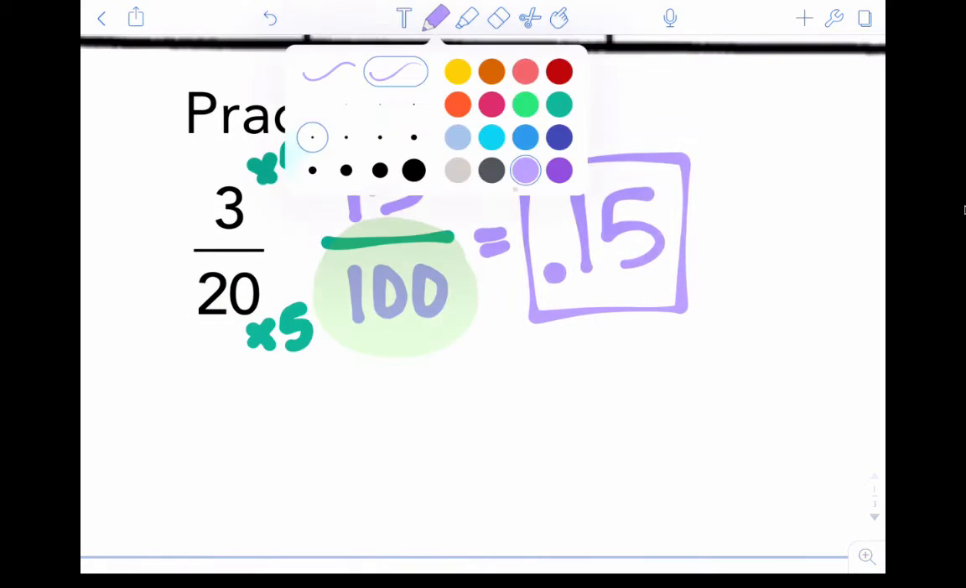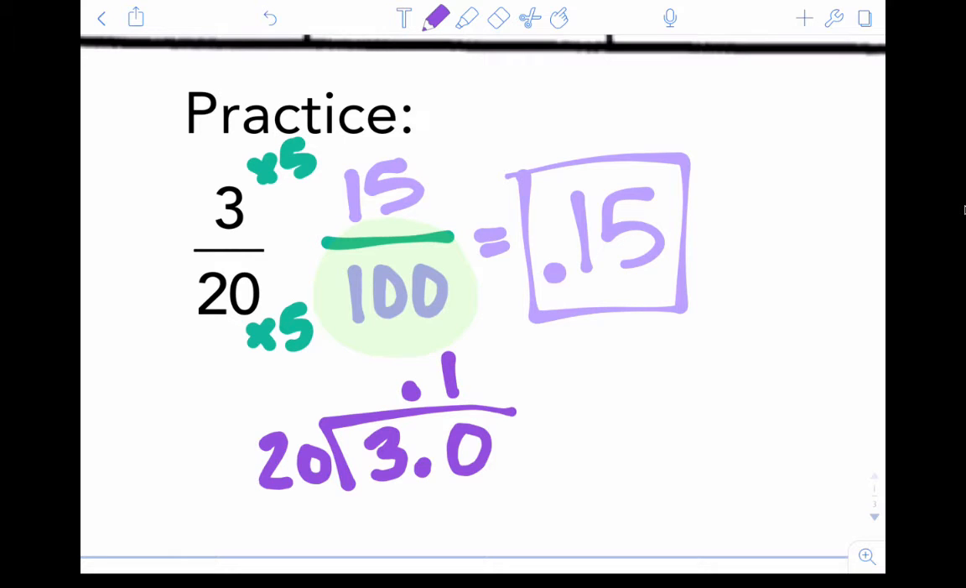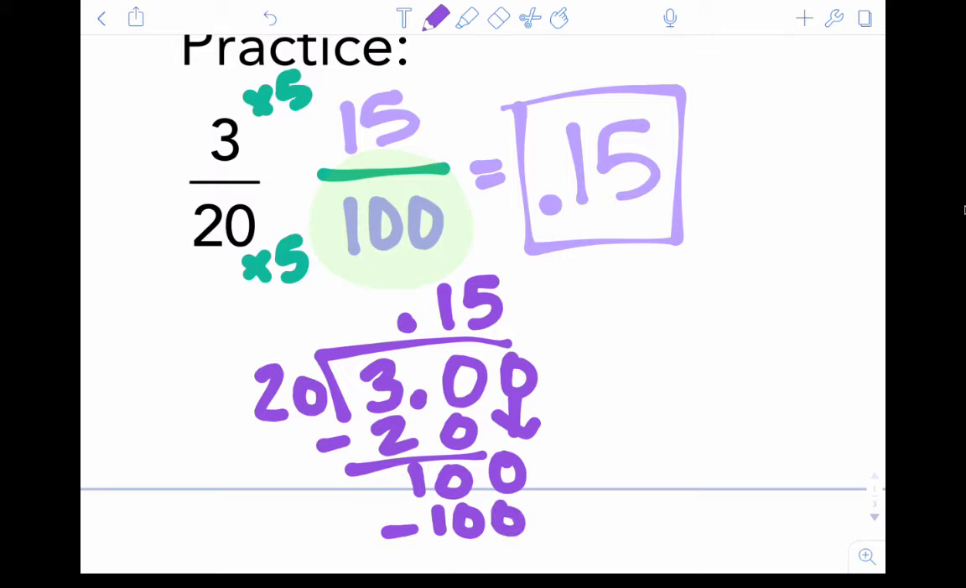I could also have long divided this. I could have put 3 inside and 20 outside. 20 does not go into 3, so I'm going to add a decimal with a 0. 20 goes into 30 one time. 1 times 20 is 20, so I'm going to subtract to get 10 left over. Add a 0, bring it down. 20 goes into 100 5 times. 5 times 20 is 100. I'm going to subtract to get 0 left over, so I'm done. Whichever method you use, you end up getting the same answer.